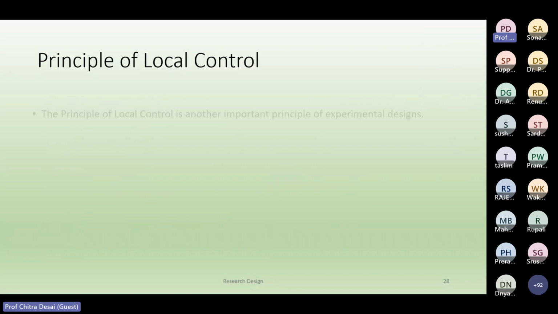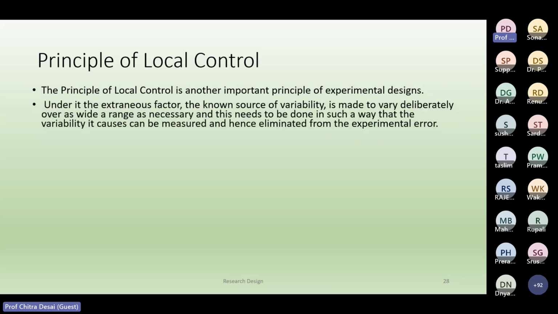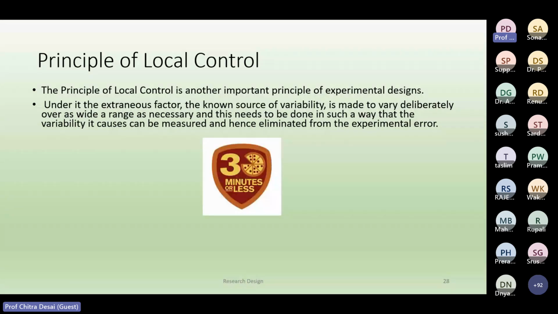The third important one is the principle of local control. In this principle of local control, you take into account the extraneous factor. Earlier also we saw the word extraneous factor, and I told you I'll explain it with an example further. Here, we take extraneous factors into account to know the sources of variability, which may vary deliberately over a wide range, and with that variability you need to arrive at a certain conclusion through the experiments you perform. Now, for understanding this variability, let me give you one example.